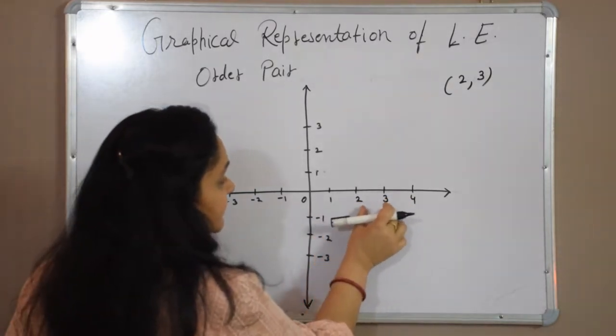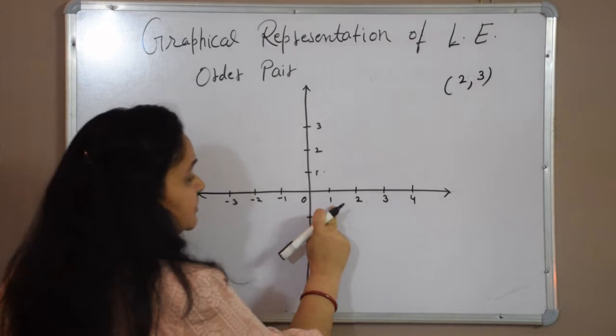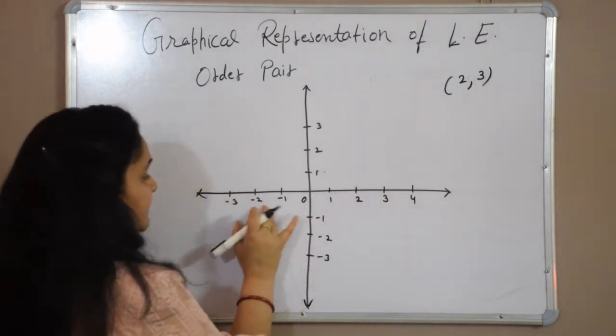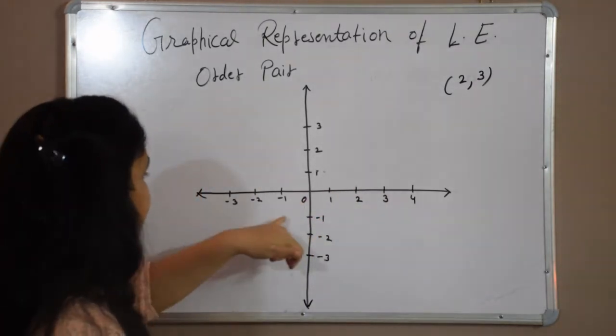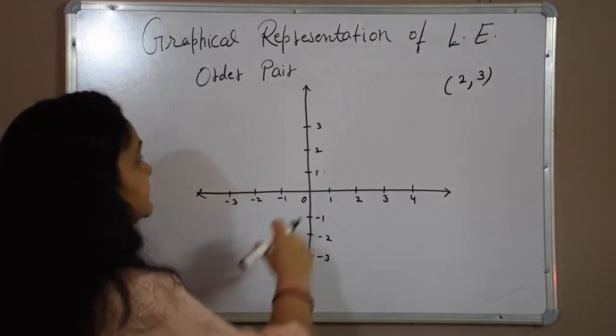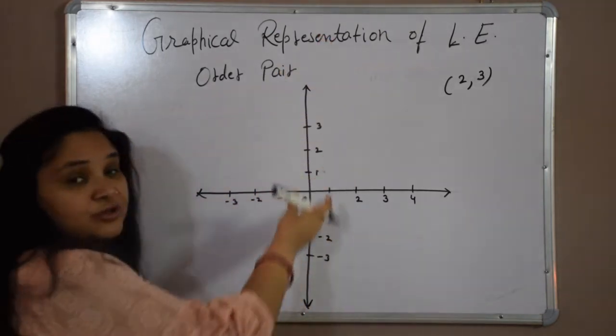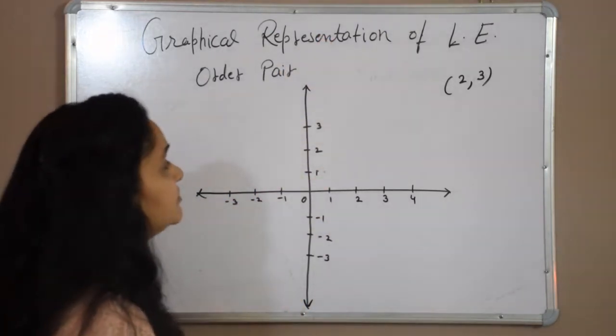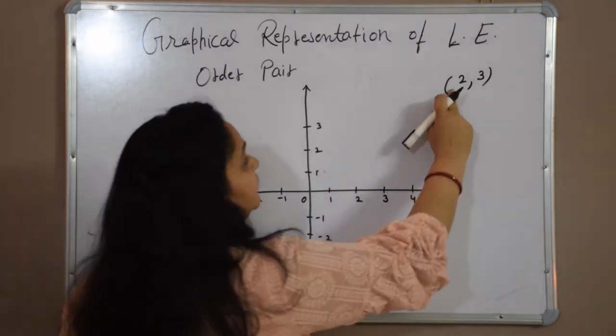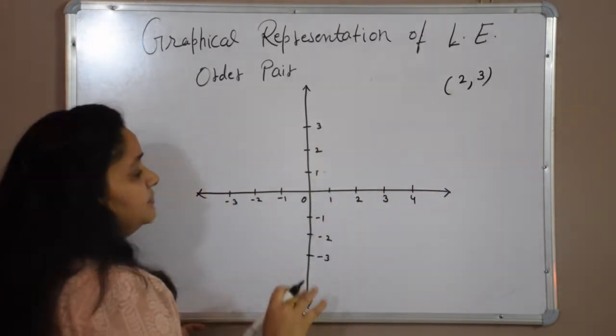Here I am taking approximately 1 centimeter. So 0, 1, 2, 3, everywhere the gap is the same, and here, because it is the negative x-axis, 0, minus 1, minus 2, minus 3, and the same for the y-axis. Now suppose I have to plot a point (2, 3) in this Cartesian plane.